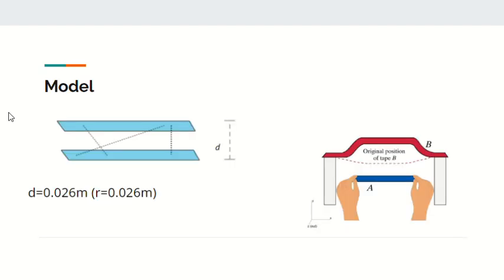Here's the experimental model for the charge tape lab. You just have two platforms holding up a piece of tape, and then you bring another piece of tape near the first one, and it should repel the piece of tape. And for the distance, for D, I got 0.026 meters.